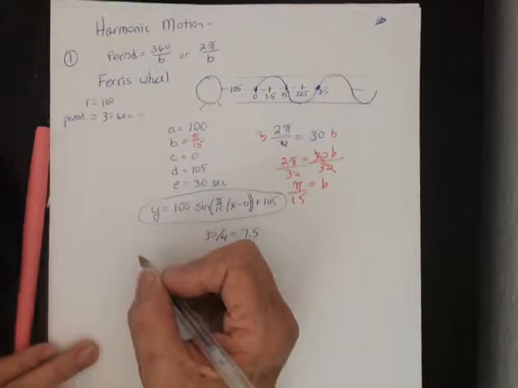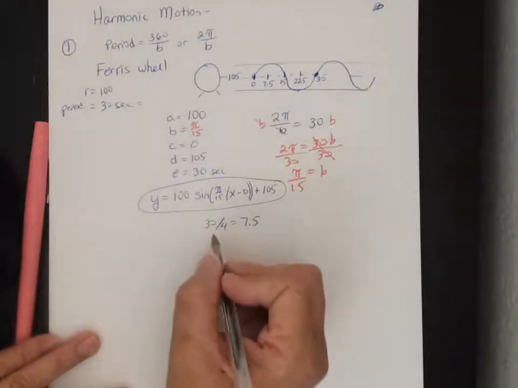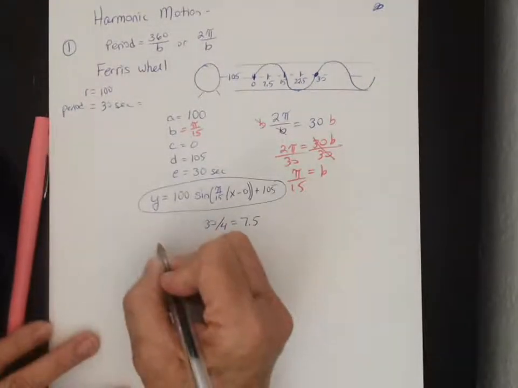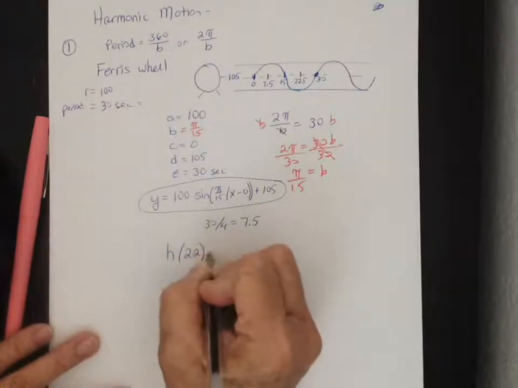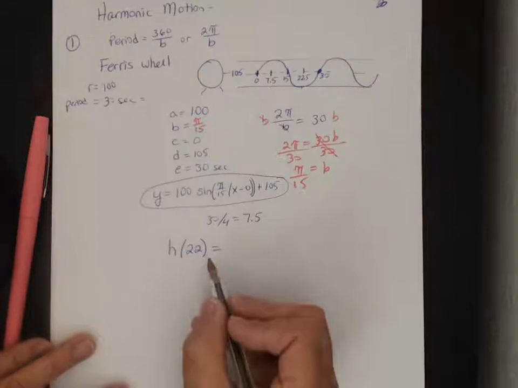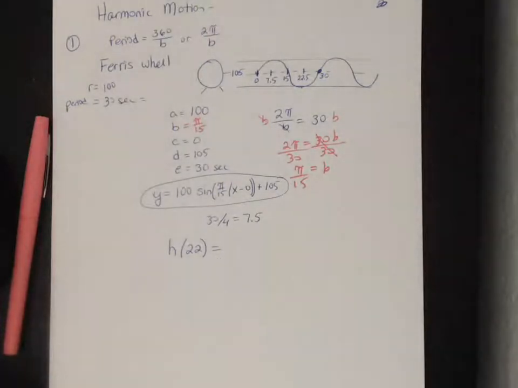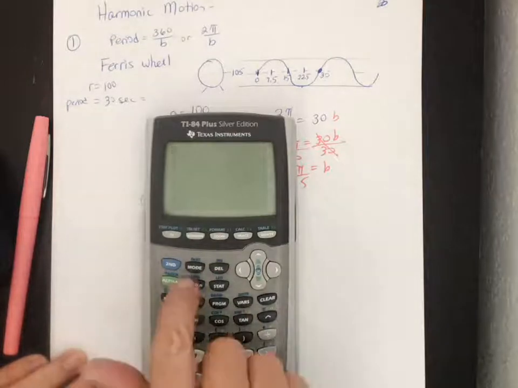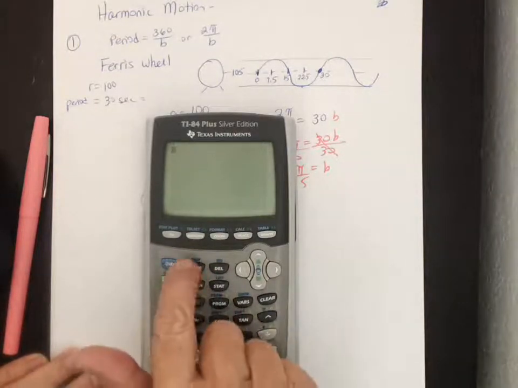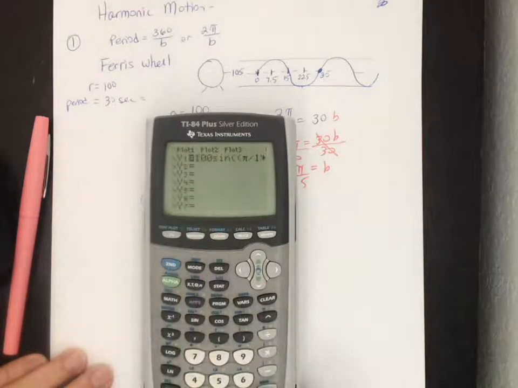The second part now is what height is the rider at 22 seconds? So what I'm really looking for is the function, the height, at 22 seconds. So I am just going to be putting 22 into my calculator here. And I've already loaded this for us. There we go. So there's my equation.